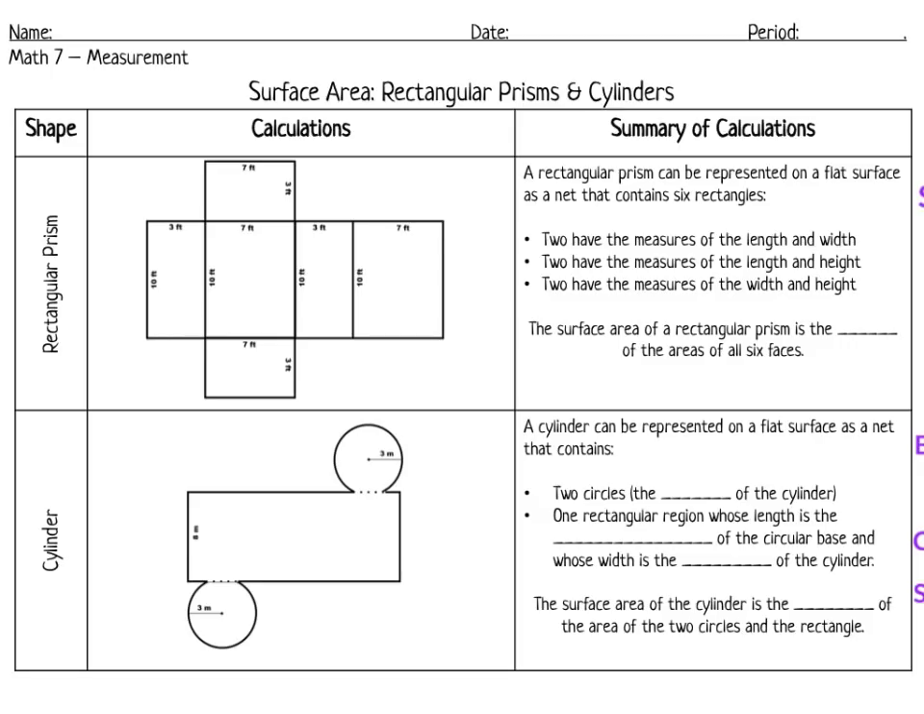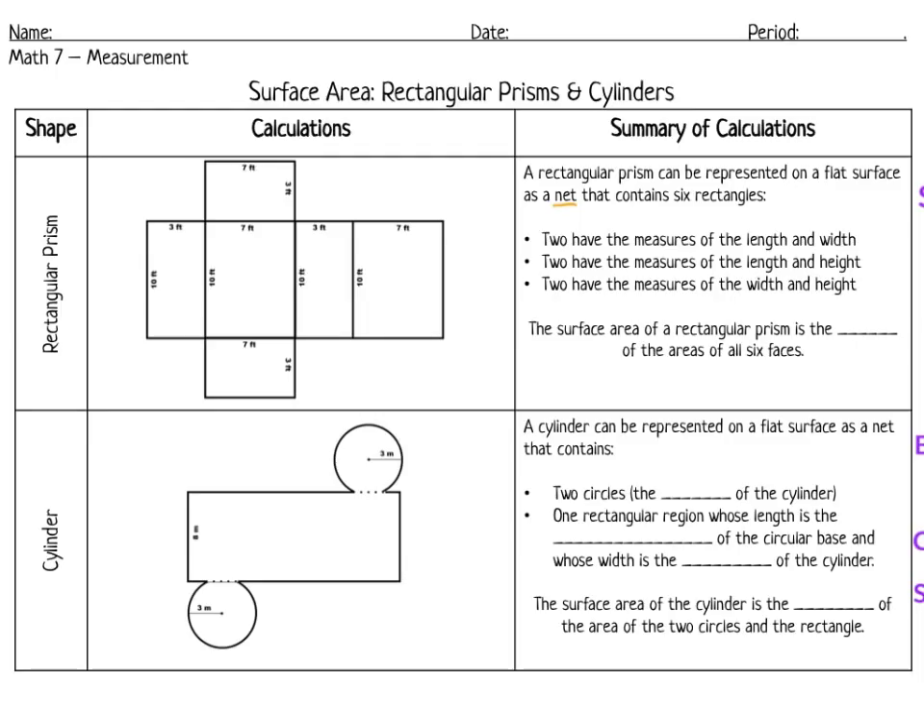First we need some summary of calculations. You can see that doesn't look much like a rectangular prism. I've taken my shape, broken it down and unfolded it, and when we unfold something like that, we call it a net. A rectangular prism can be represented on a flat surface, taking a 3D shape and making a 2D shape, which is called a net. Our net here has the measures of the length and width. Two of our rectangles have the measure of length and height. Two of our rectangles have the measure of width and height.